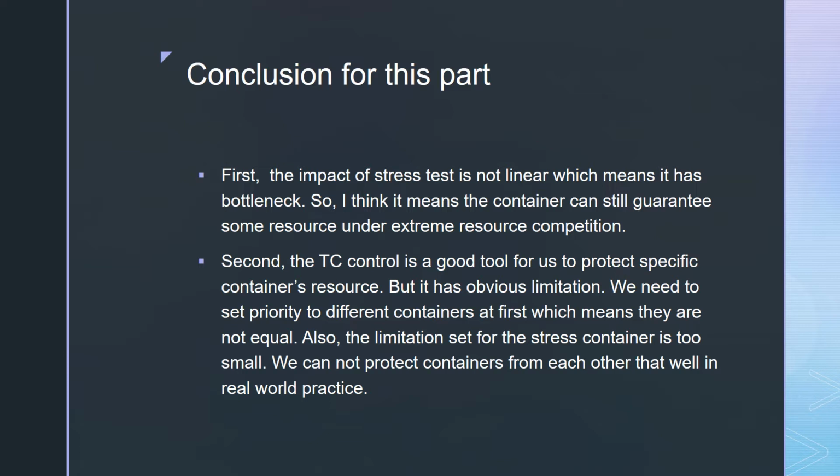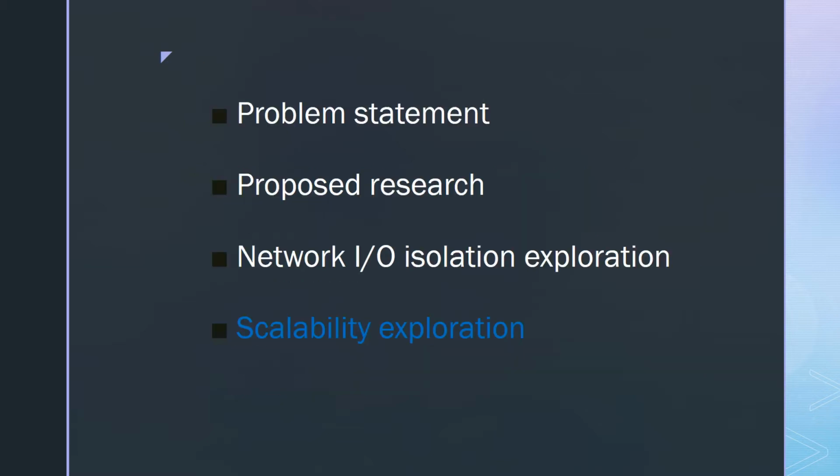We need to set priority for different containers first, which means they're not equal, because there are always some containers that have lower priority than you. Also, what I set for the Docker container is a limitation of just 1 megabyte per second, which is super small. We cannot protect containers from each other that well in real-world practice.